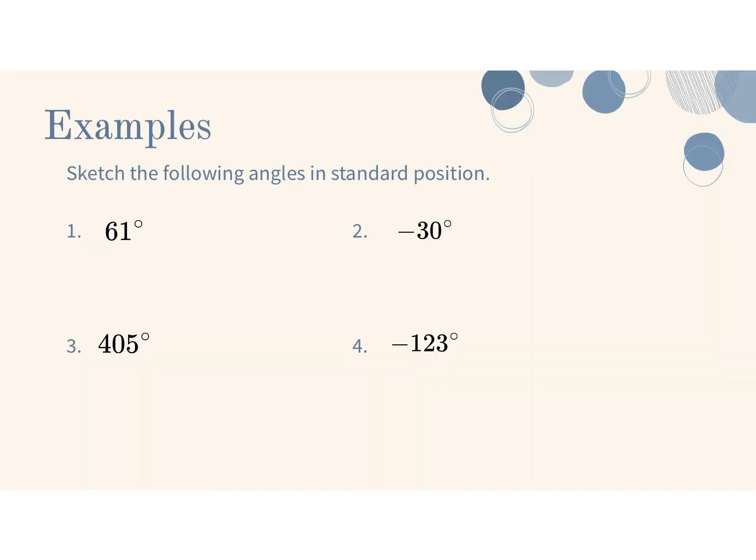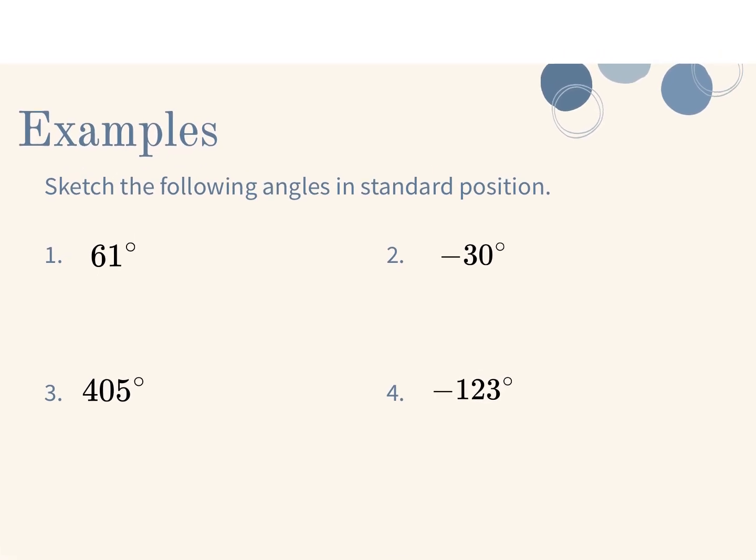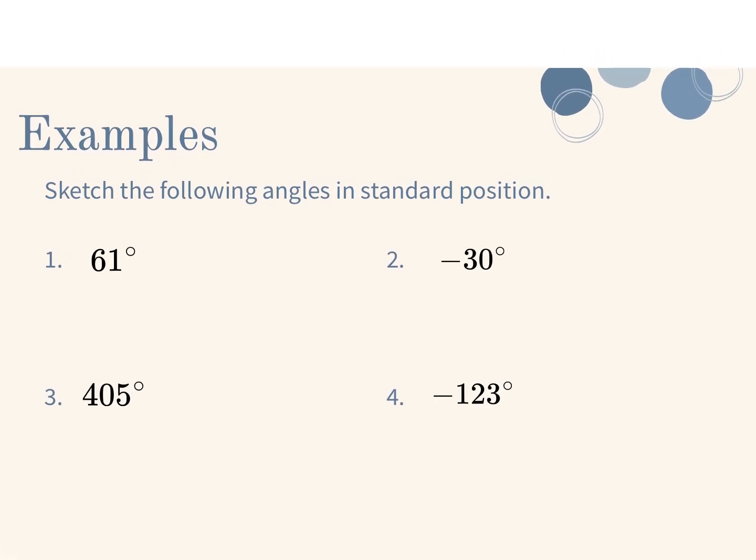All right. What we're going to do now with that information is sketch just a couple angles. So let's start first with 61 degrees. One important thing to know is that it says sketch the angles in standard position. And if we remember from a couple slides ago, in standard position, that just means the initial side is on the positive side of the x-axis.